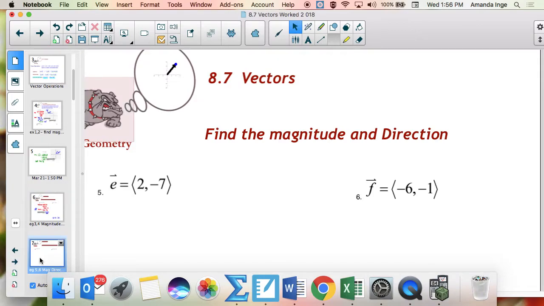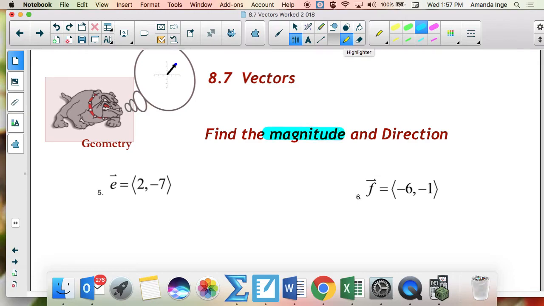All right. I'm going to let y'all do numbers 5 and 6 by yourself. The first thing you're going to find is the magnitude, and the second thing you're going to find is the direction. So first find the magnitude, then find the direction.